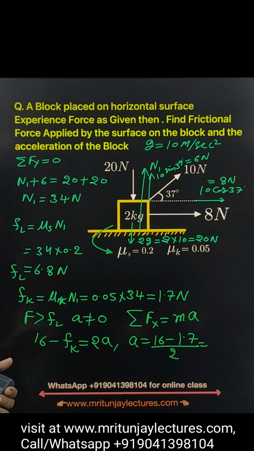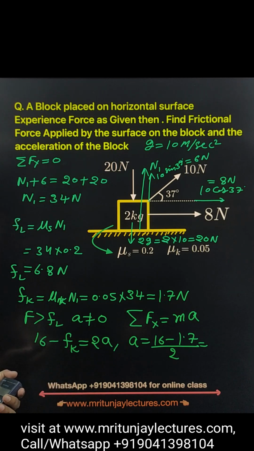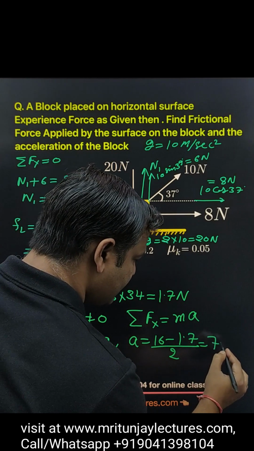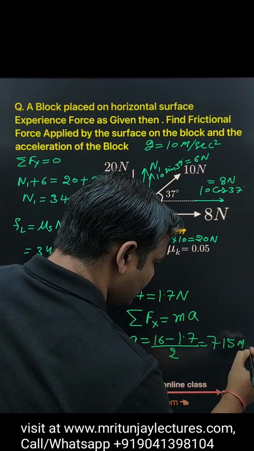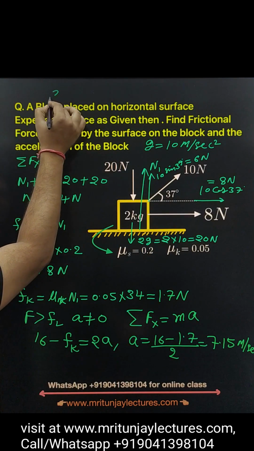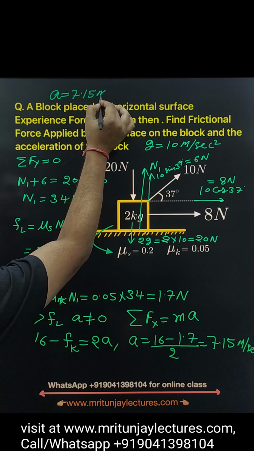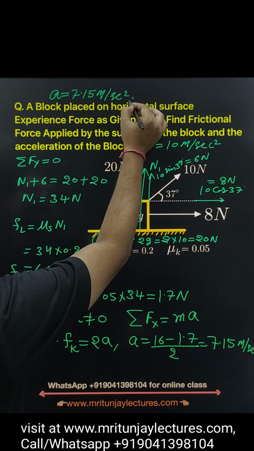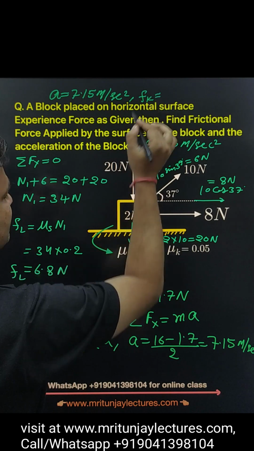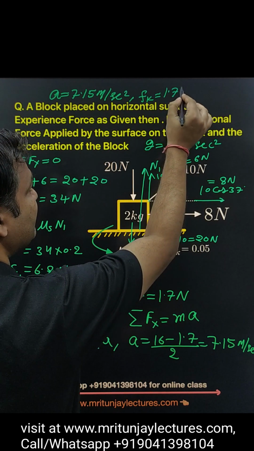Then what about that value? That is 16 minus 1.7, that is 14.3, divided by 2, that is 7.15 meter per second square, the final answer. And what about the frictional force at that time? Here 7.15 meter per second square is the acceleration of the block. The frictional force is kinetic frictional force, and that value is 1.7 Newton.